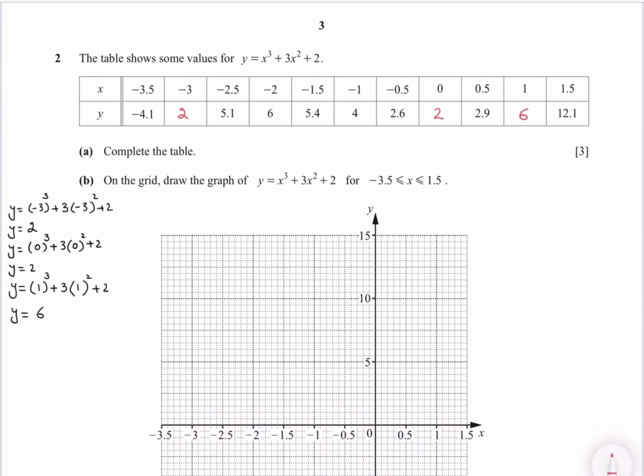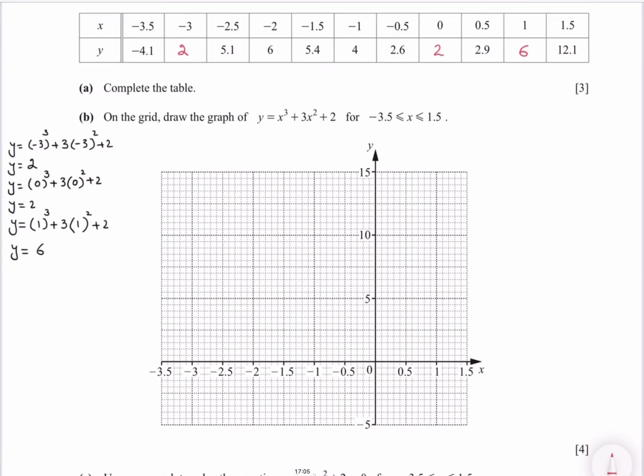On the grid, draw the graph of x cubed plus 3x squared plus 2. Okay. x is minus 3.5 and y is minus 4.1. So first of all, 2 blocks equal 1 on the y-axis. So this is your first point, the red point, I am blinking it. Minus 3.5 on the x-axis and minus 4.1 on the y-axis.